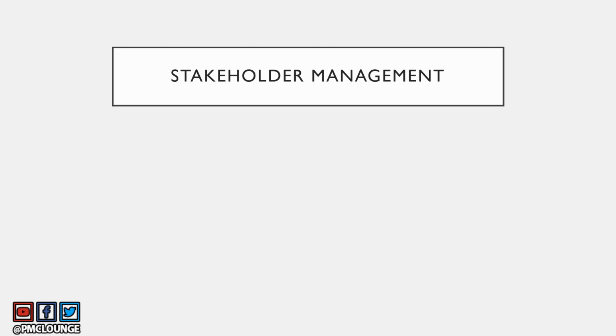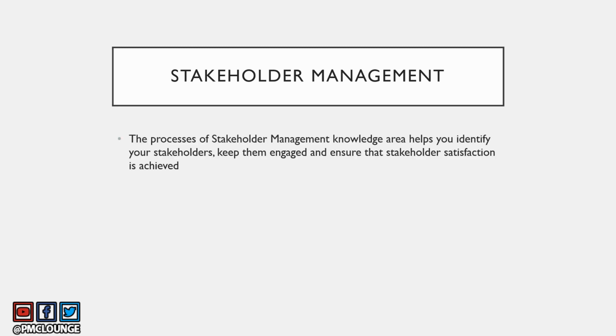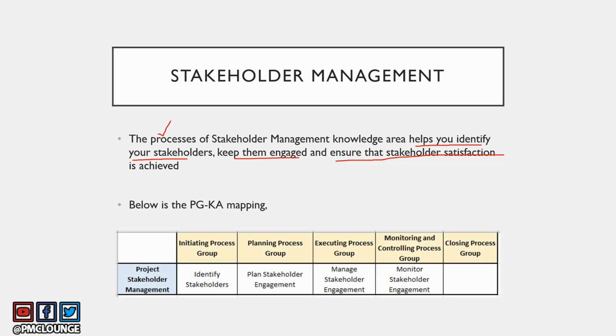All right, so let's take a quick look at what the stakeholder management knowledge area is all about. The processes of this knowledge area help you identify stakeholders, keep them engaged, and ensure that stakeholder satisfaction is achieved. This is what the processes of stakeholder management knowledge area is all about. This is what these processes focus on. This is the PGKA mapping. You have four processes in the stakeholder management knowledge area.